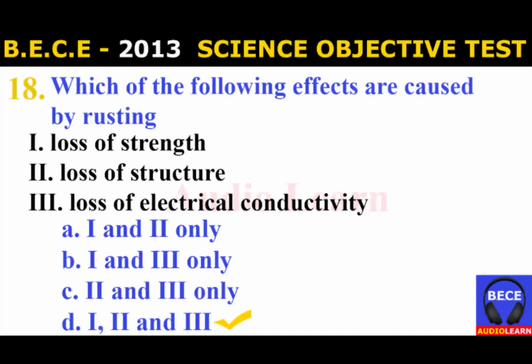Number 18. Which of the following effects are caused by rusting? I. Loss of strength, II. Loss of structure, III. Loss of electrical conductivity. And the possible answers are A. I and II only, B. I and III only, C. I and III only, D. I and III. And the answer is D. I and III. The question was which of the following effects are caused by rusting? And it's loss of strength, loss of structure, and thirdly, loss of electrical conductivity.